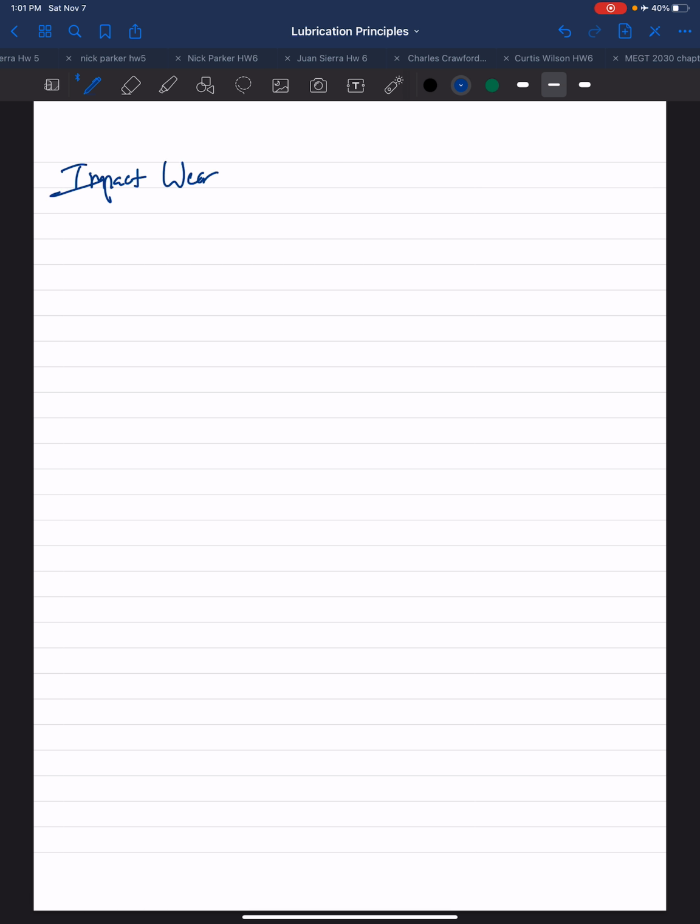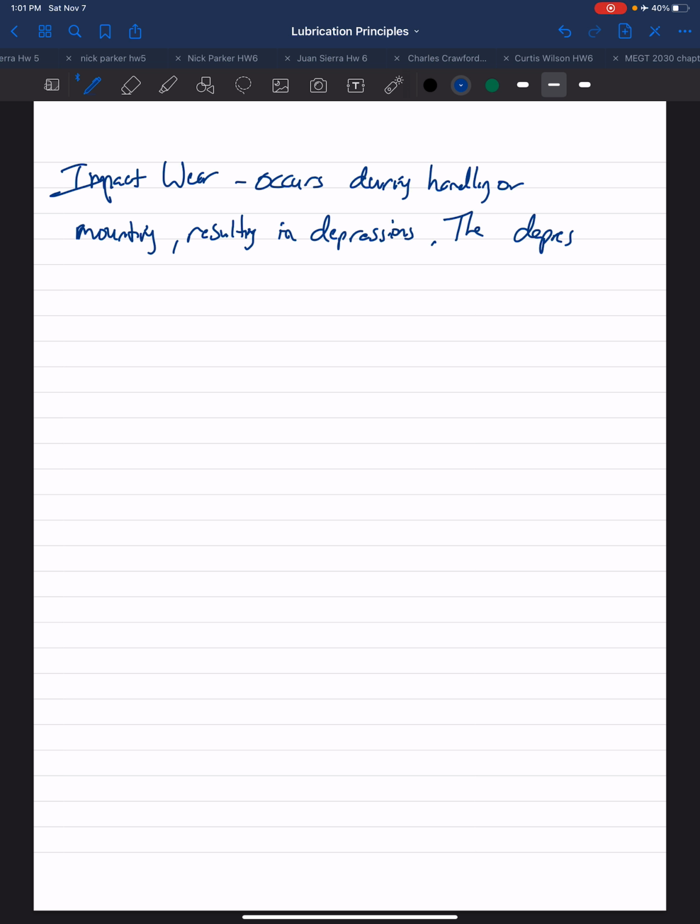Impact wear occurs during handling or mounting, resulting in depressions. The depressions that occur become the start of premature fatigue.